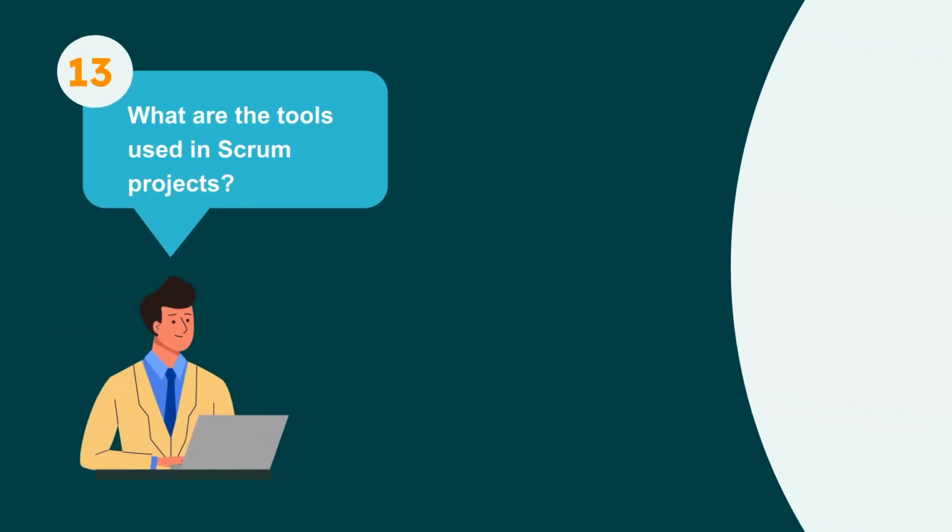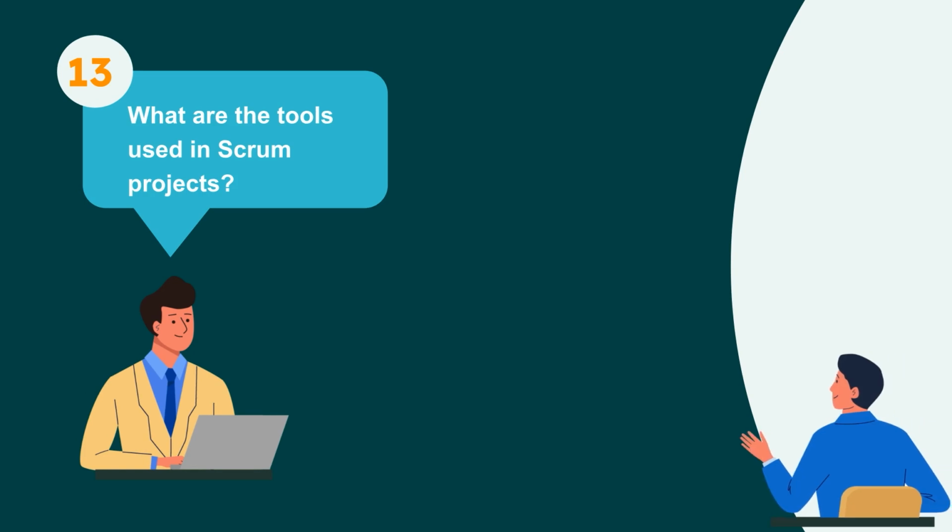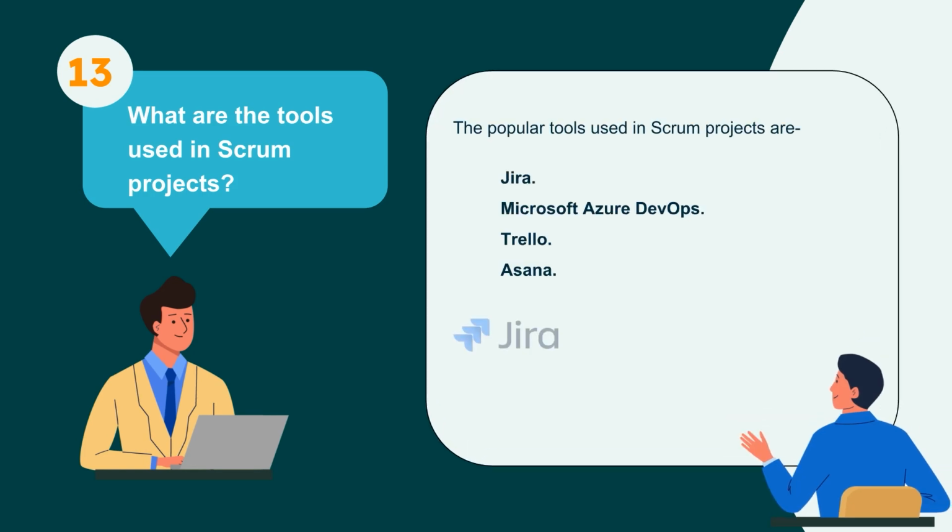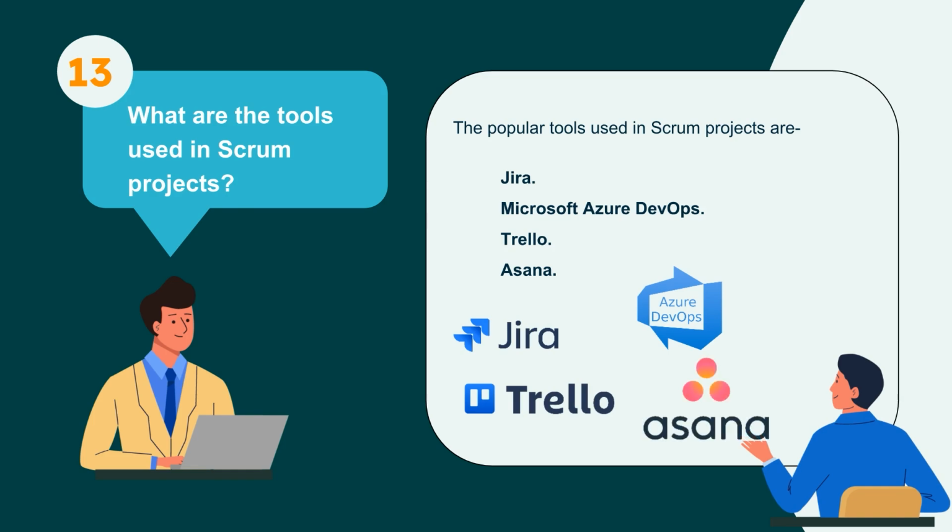13. What are the tools used in Scrum projects? The popular tools used in Scrum projects are Jira, Microsoft Azure DevOps, Trello, Asana.